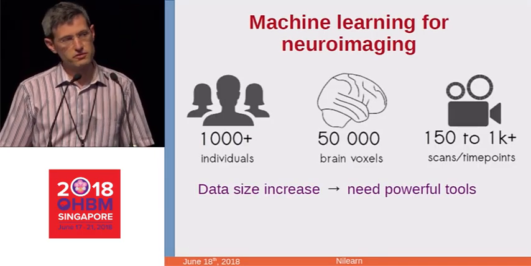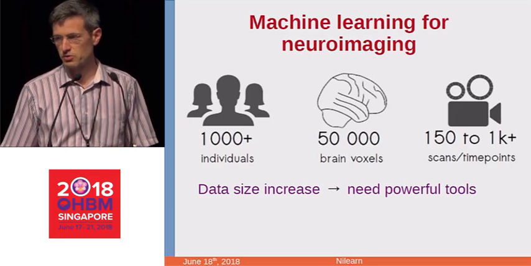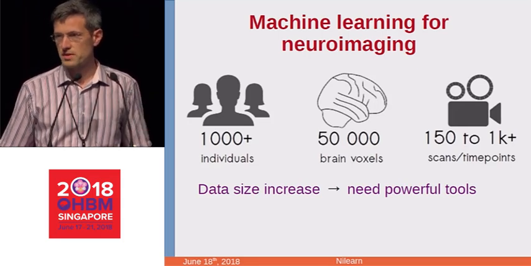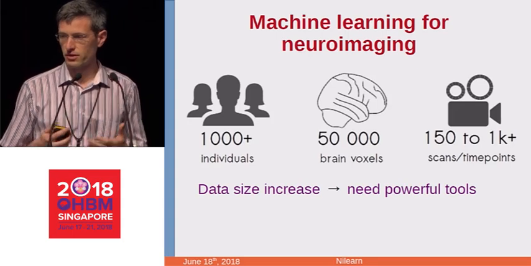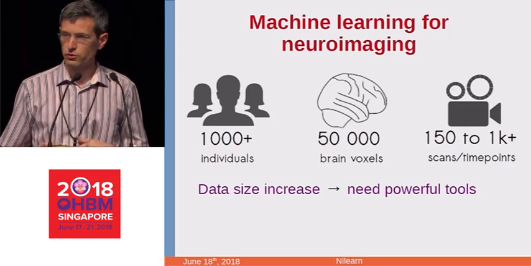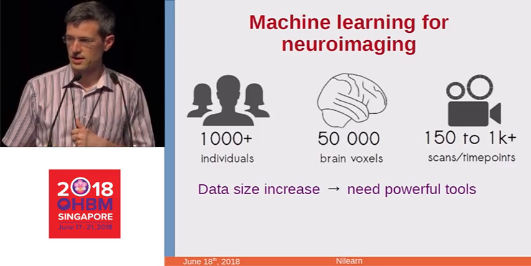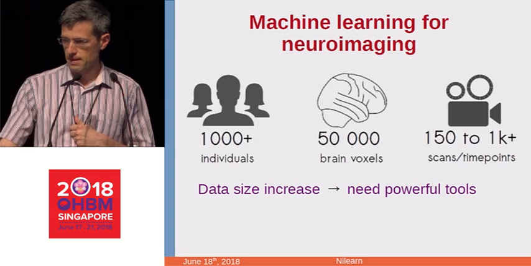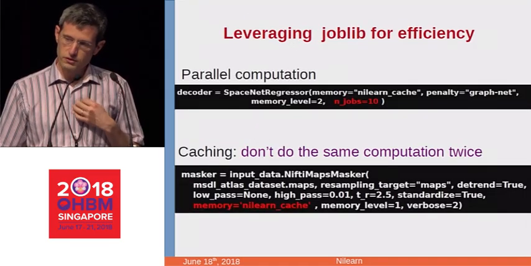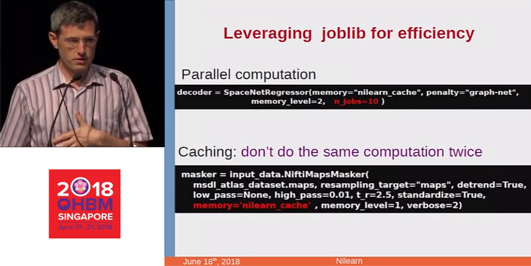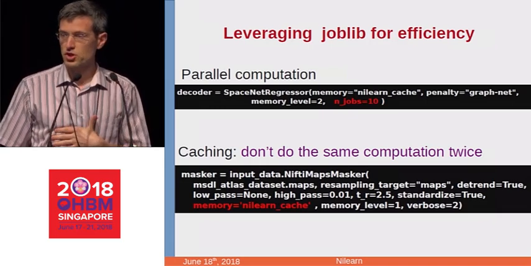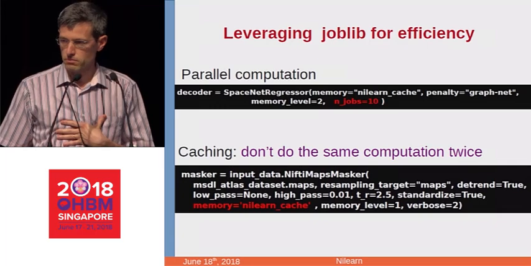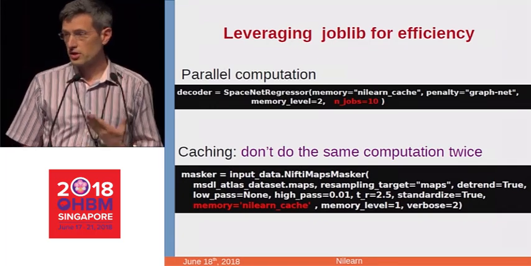Currently, neuroimaging is shifting towards large scale and large populations, which means that we have to handle big-ish data from lots of individuals, and of course images are large too. And so we need some powerful tools to deal with this size increase in the data. So there are 2 main features that we have implemented in the library for efficiency. Actually, this is based on the joblib Python library. One is parallel computation. It's very simple.